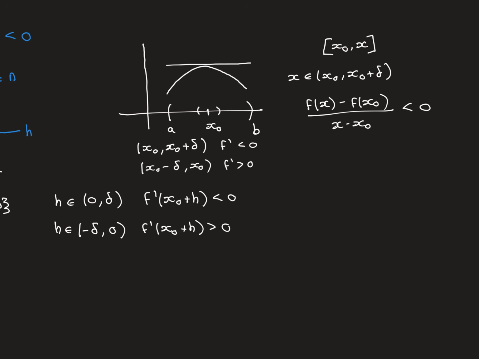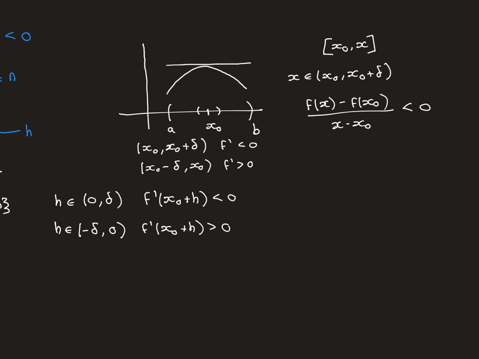So let's start by applying the mean value theorem to a point in the right part of this interval. So we'll take an x that's in the interval x0 to x0 plus delta, and we're now going to apply the mean value theorem going from x0 to x. So I need to again convince you that the function is continuous over the closed interval x0 to x and differentiable on the open interval from x0 to x.